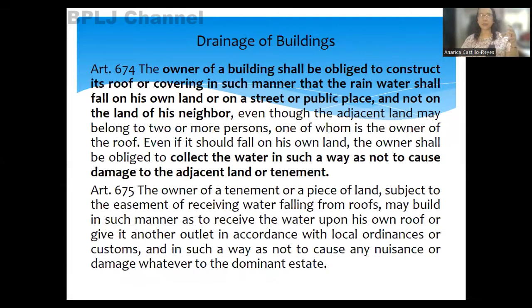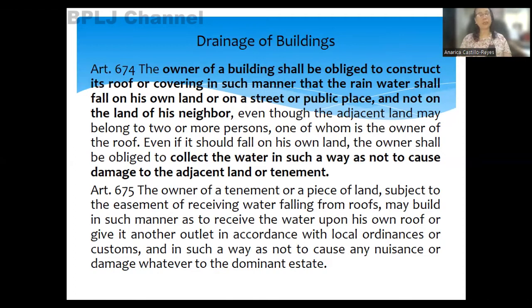Okay, another legal easement is the easement of drainage. Article 674 tells us that the owner of a building shall be obliged to construct its roof or covering in such a manner that the rainwater shall fall on his own land or on a street or a public place and not on the land of his neighbor. So it is actually an obligation. It is not an easement, but an obligation on the part of the property owner to ensure that the rainwater will fall to his own land or to a public street or a public place and not on the land of the neighbor. Okay?